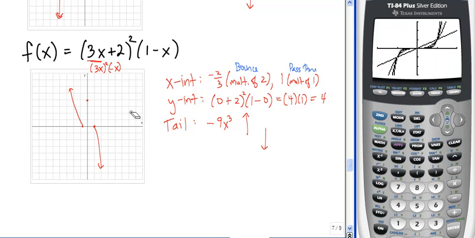Whoa, sorry about that. Crazy pen. And so if I bounce off here, I'm just going to touch at -2/3 and immediately turn around, hit that y-intercept, then I have to come back down again to hit that other x-intercept, and I just pass right through. So there's my graph.